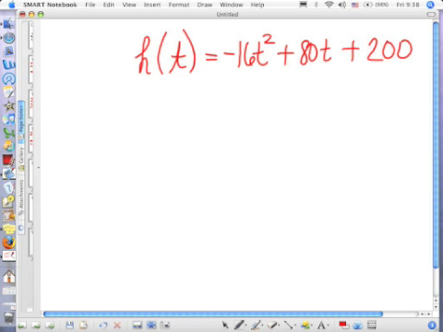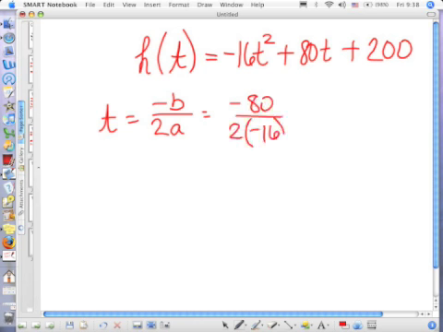How do you find x? In this case, t. Negative b over 2a. Well, b is 80, so that would be negative 80 over 2, and a is negative 16. When you calculate that, t is equal to 2.5. What does t represent? The seconds after firing. Okay, so we shoot our cannon, and in 2.5 seconds, it will be at its highest point. Now let's figure out how high that point is.